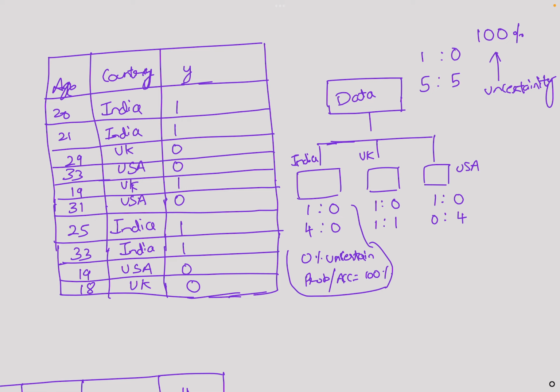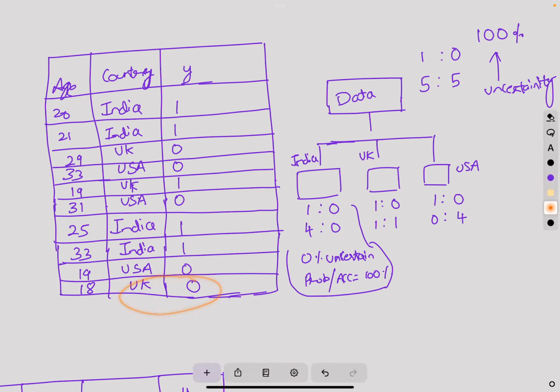Similarly, let us look at a subset where the country belongs to UK. For UK, I have got two records. This is the first one and this is the second one. And I also have a third record here. So in total, there are 3 records.